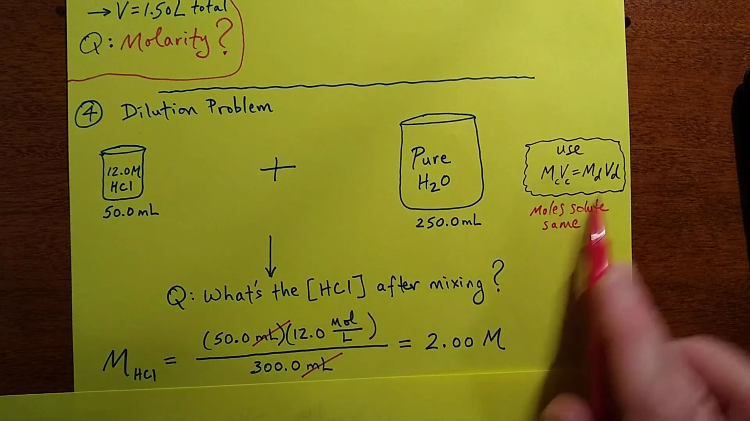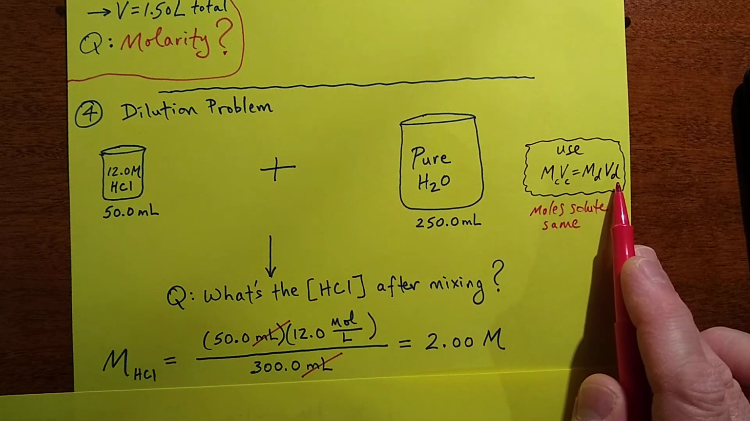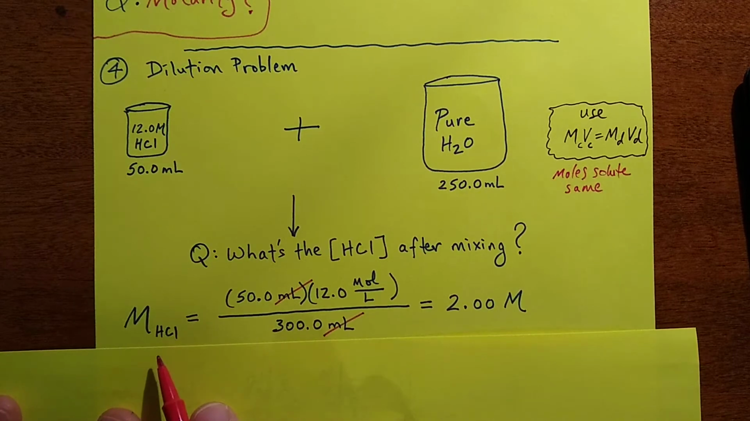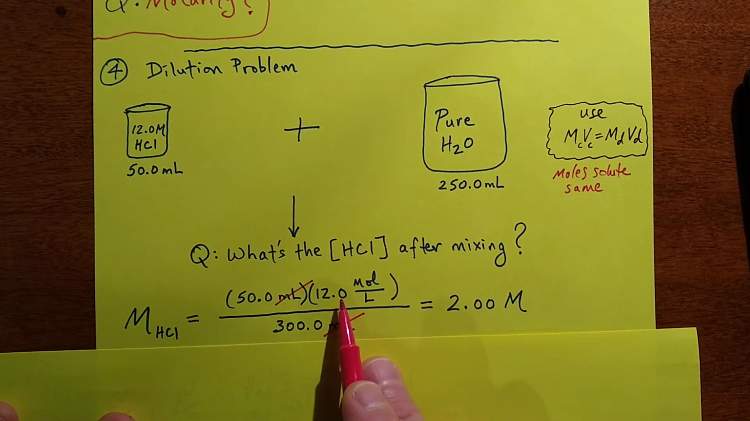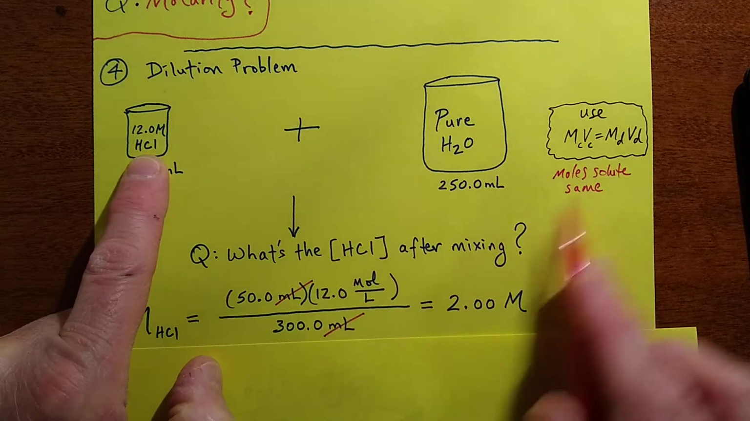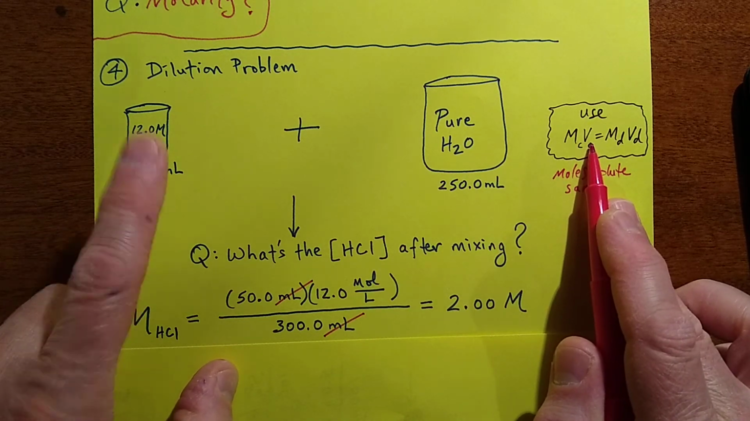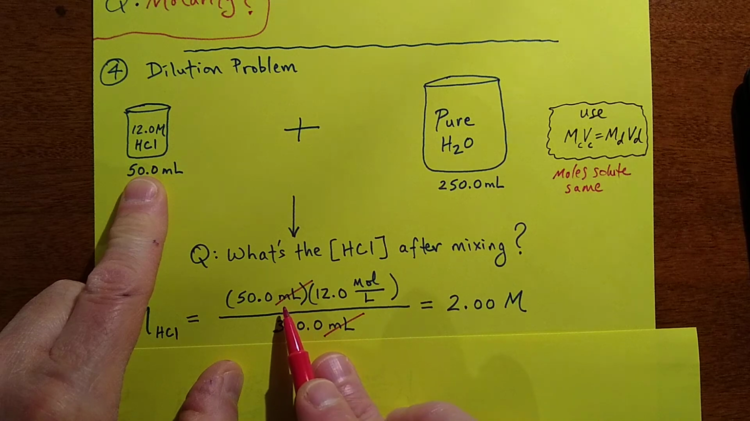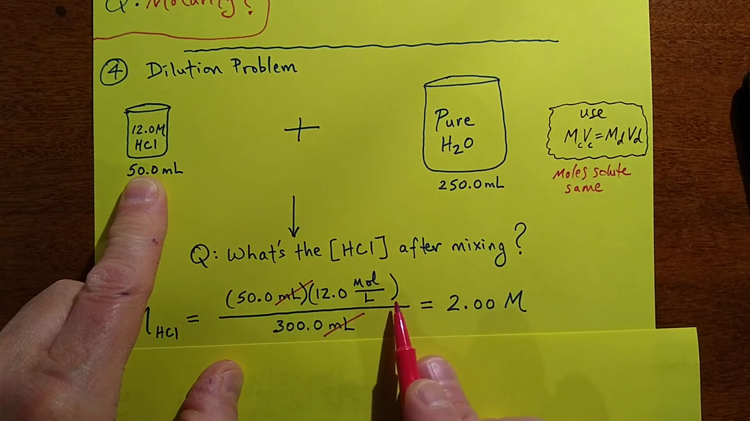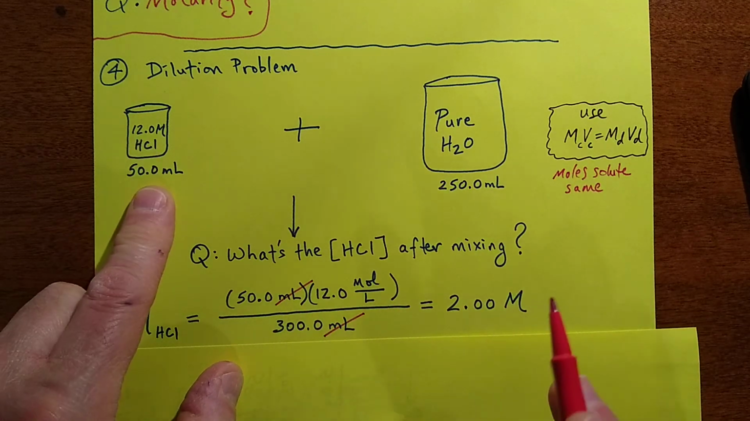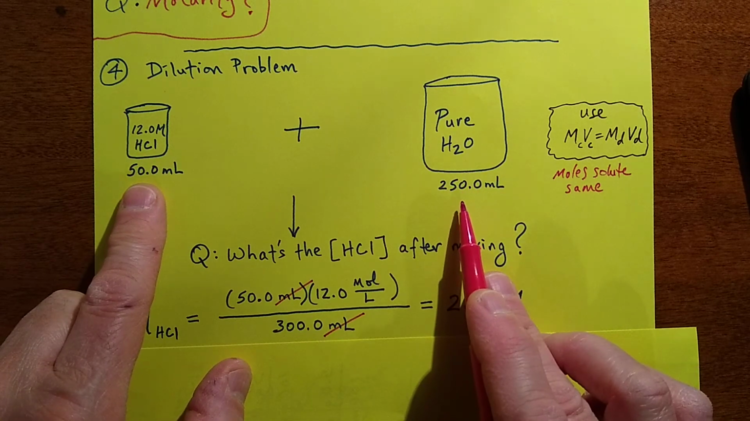So I would solve this equation for the molarity of my diluted solution, M sub D, but I'll just call it M sub HCl here. So it's the initial concentration of 12.0 moles per liter, M sub C, times the volume of my concentrated solution that I used, which was 50.0, divided by, move the V sub D over to the left side, the volume of the diluted solution. The volume of the diluted solution was the sum of these two numbers, 50 plus 250, which is 300.